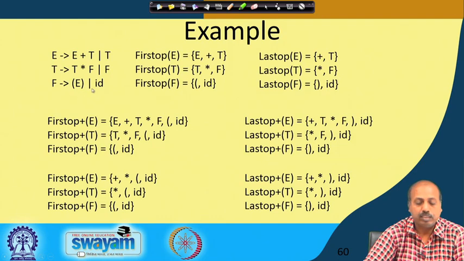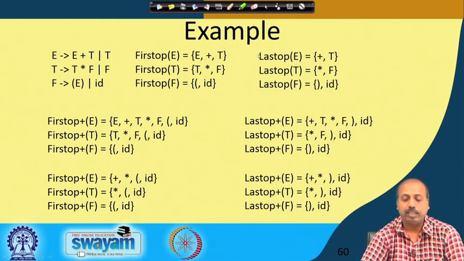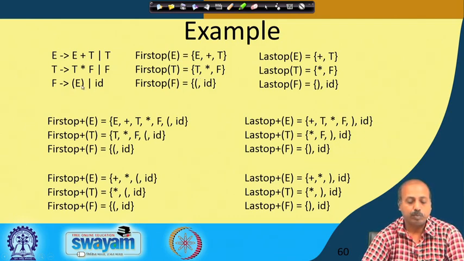open parenthesis or ID. So, open parenthesis and ID. So, these are the first of F. Similarly, if you try to see last of E, the last can be E plus or this T. So, this plus and T are in the last of E. Last of T is star and F, and last of F is close parenthesis and ID.